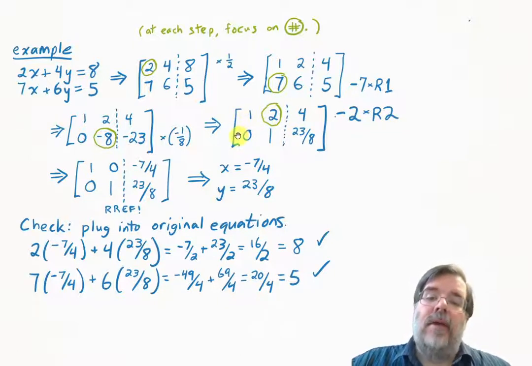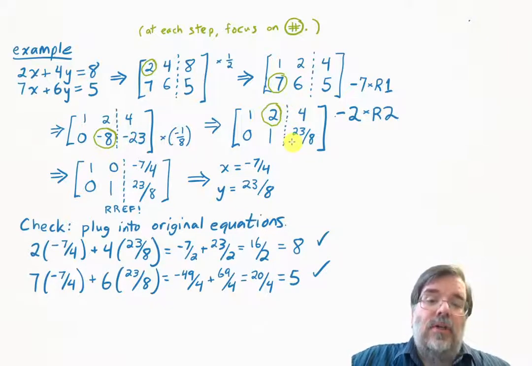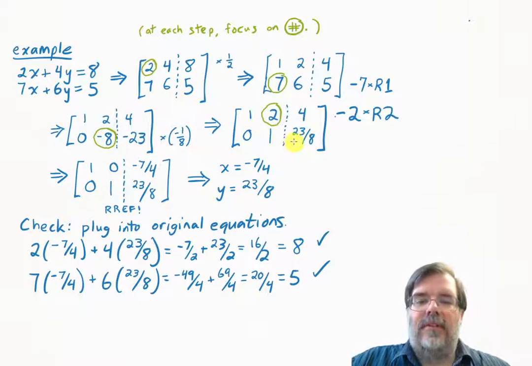So 1 minus 2 times 0 is 1. 2 minus 2 times 1 is 0. And 4 minus 2 times 23 over 8. I'm going to do a little bit of math in common denominators, but that turns out to be negative 7/4. And then at this point, we have reduced row echelon form.